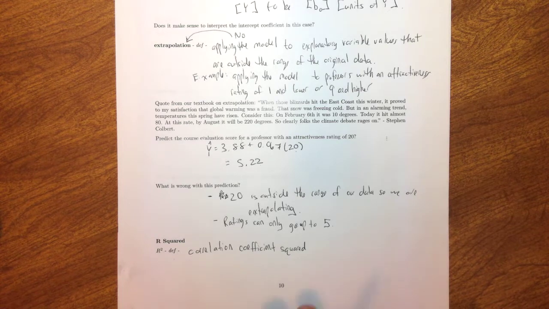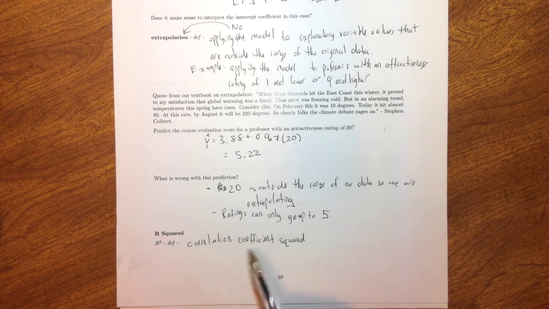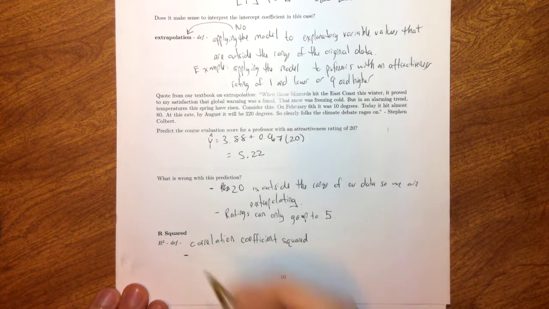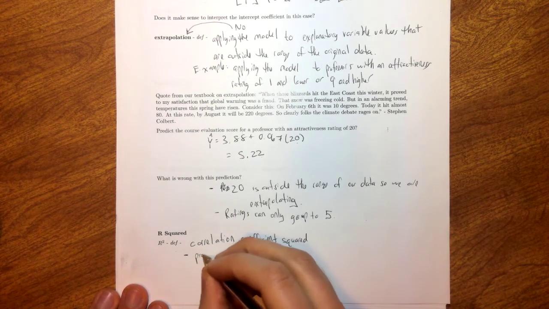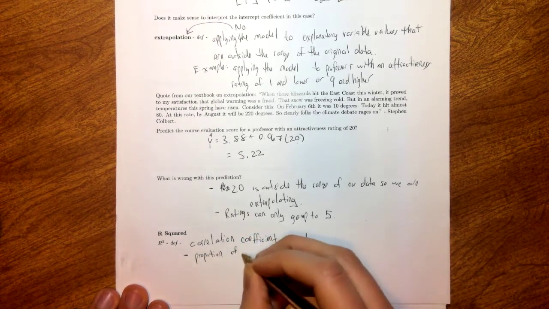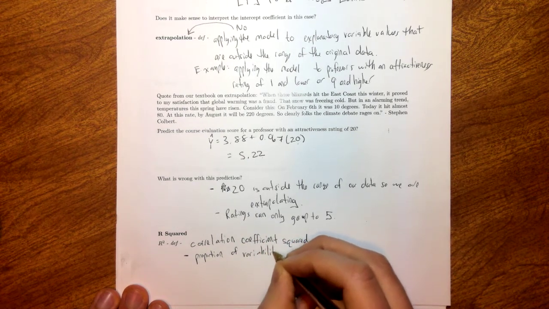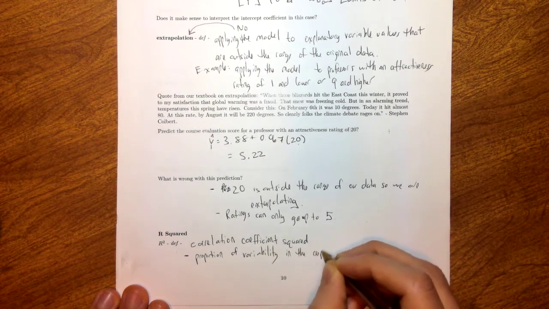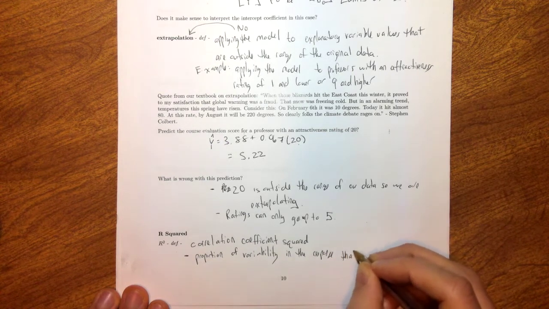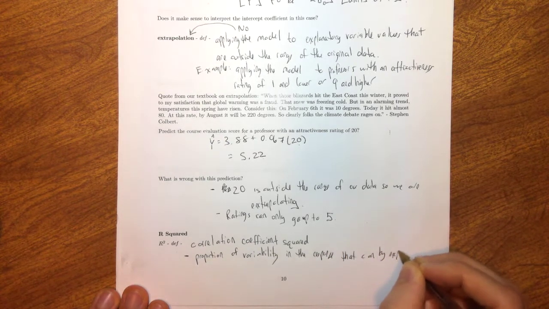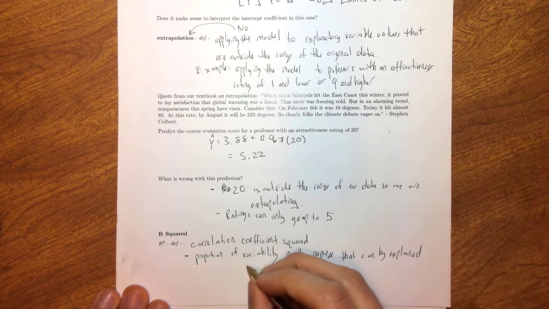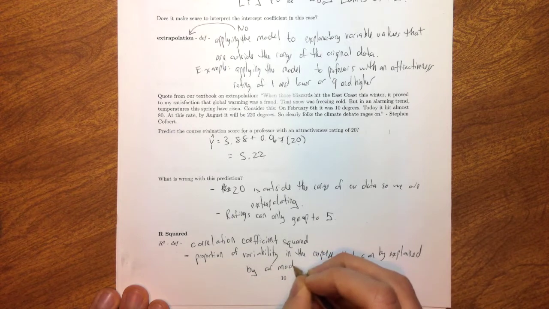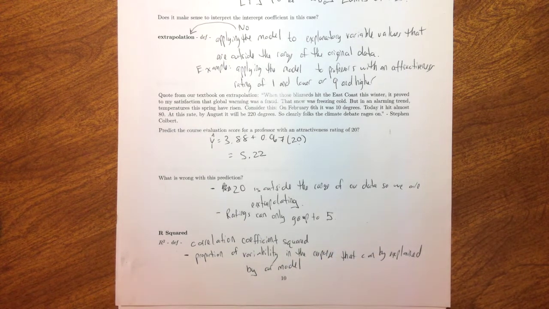So we're going to resume here talking about r squared, which, we said at the very tail end of that last video, is our correlation coefficient squared. How we're going to interpret this is we're going to think about r squared as the proportion of variability in the response that can be explained by our model. And so we'll talk about what that means in a second.